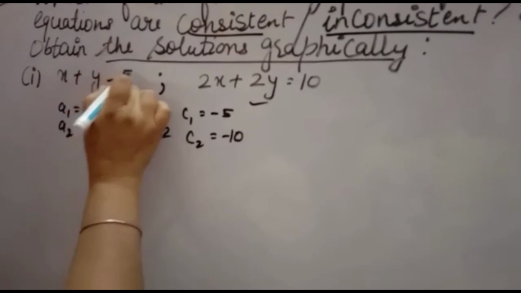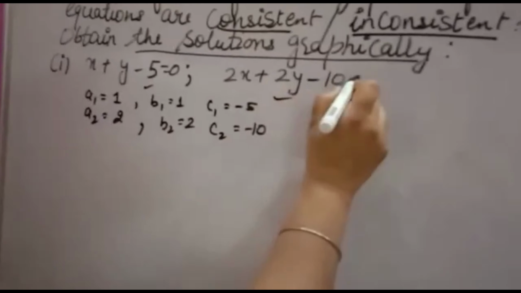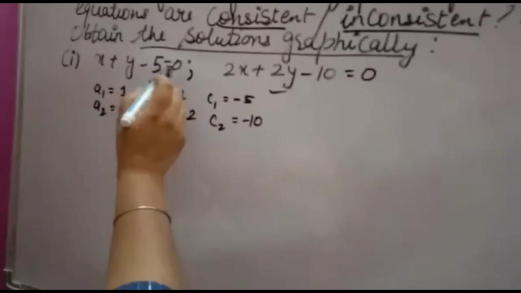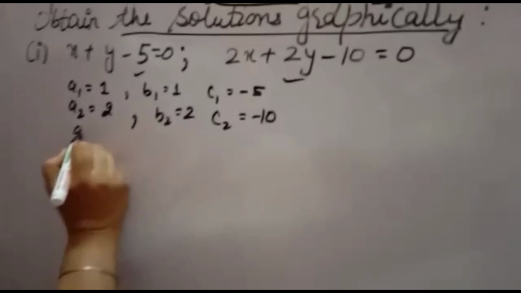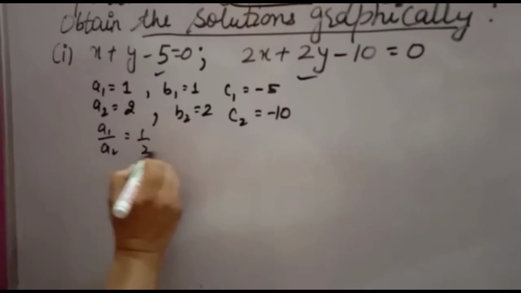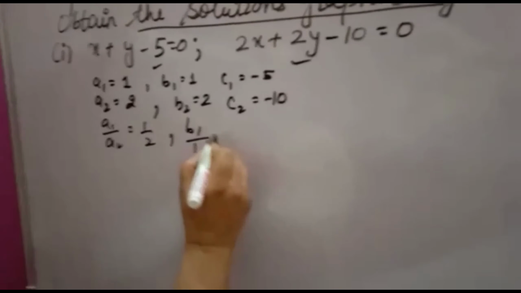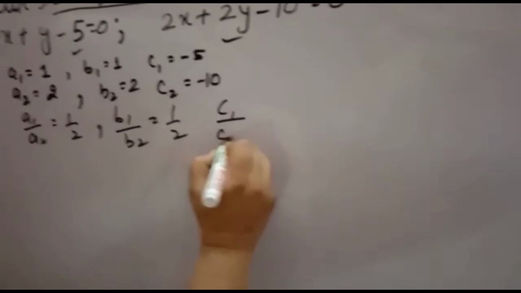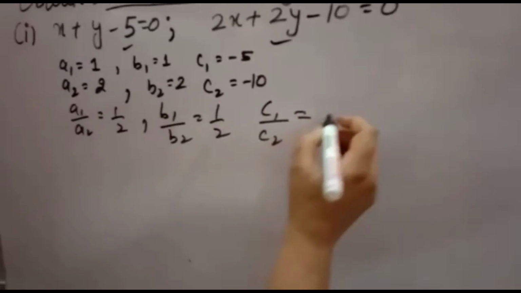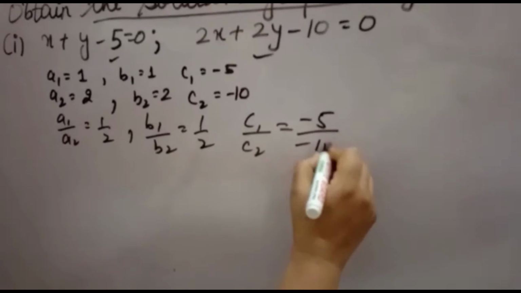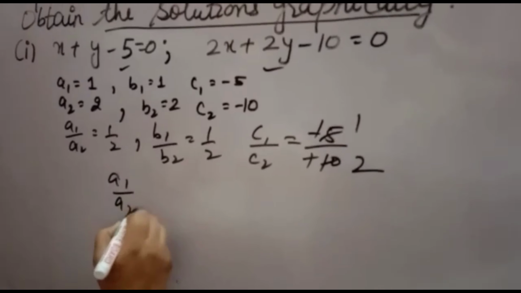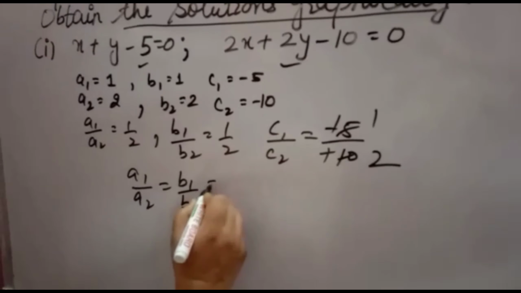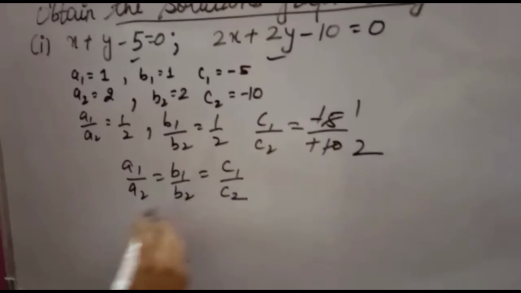Because when you write in the standard form, 10 will go that side, it will become minus 10, 5 will go that side, it will become minus 5. Now you will compare the ratios, a1 over a2 will come 1 by 2, b1 over b2 will come 1 by 2 and c1 over c2, because they are coming equal, you have to take c1 over c2 also. It is minus 5 over minus 10, when you solve this also 1 by 2. So a1 over a2 is equal to b1 over b2 is equal to c1 over c2. That means it is consistent.